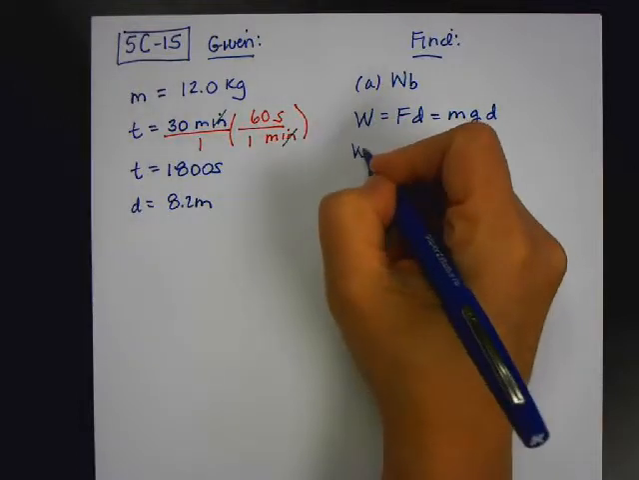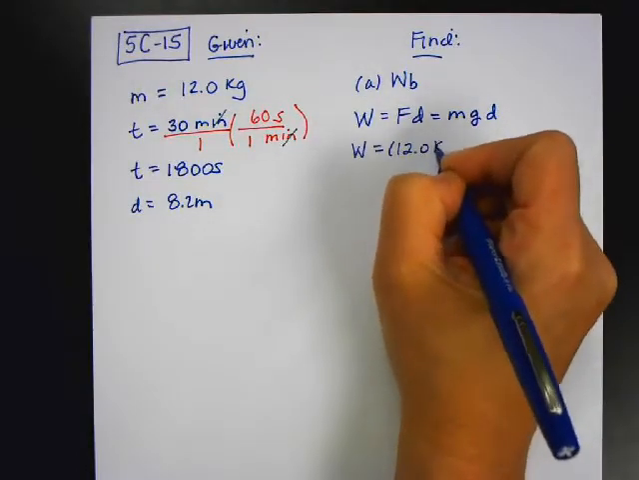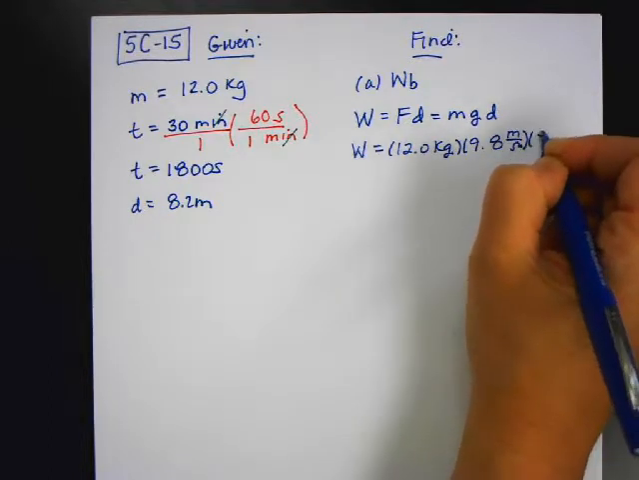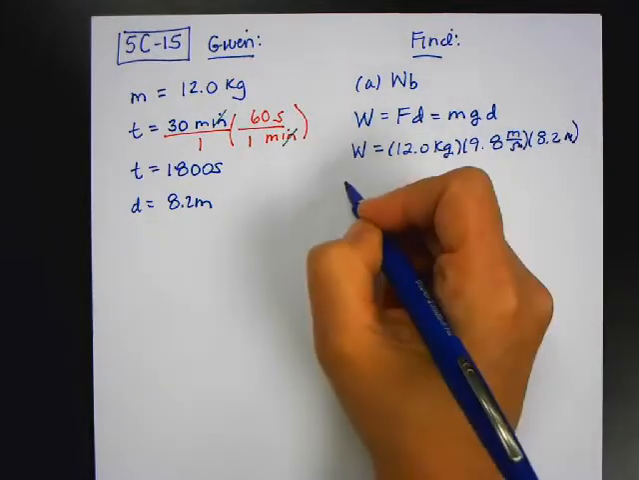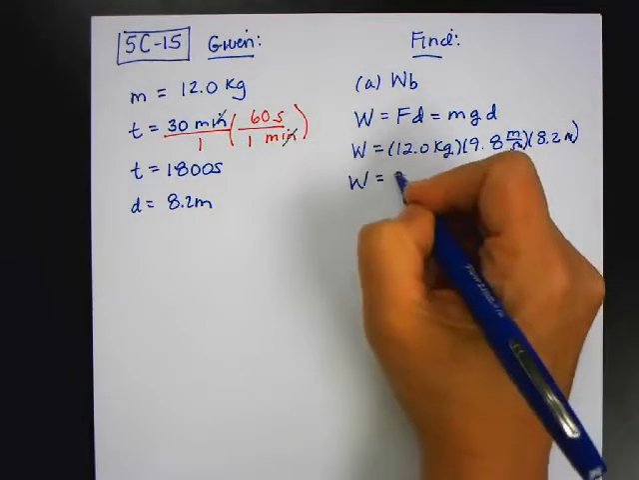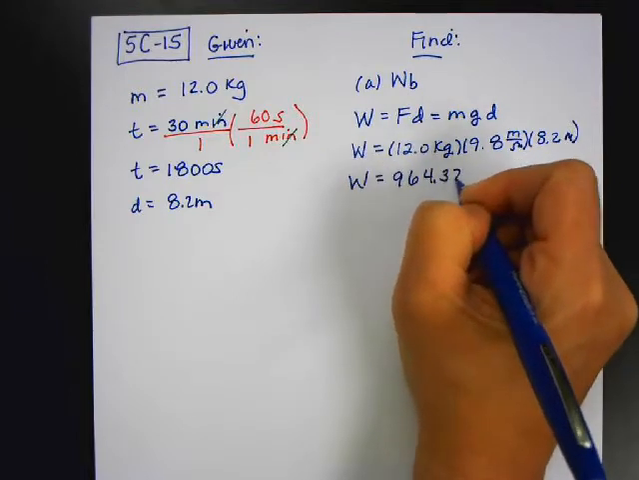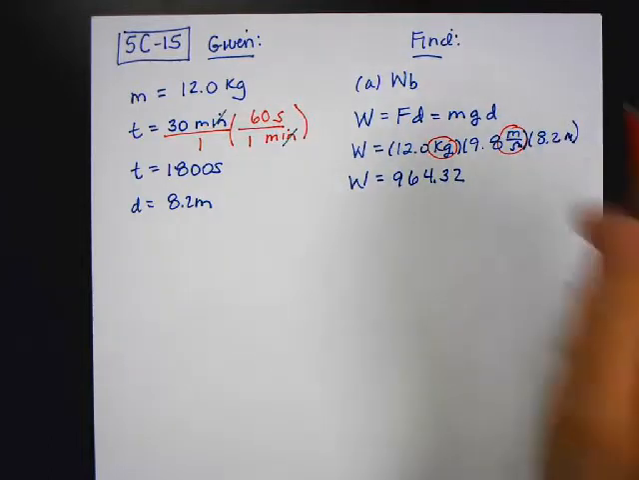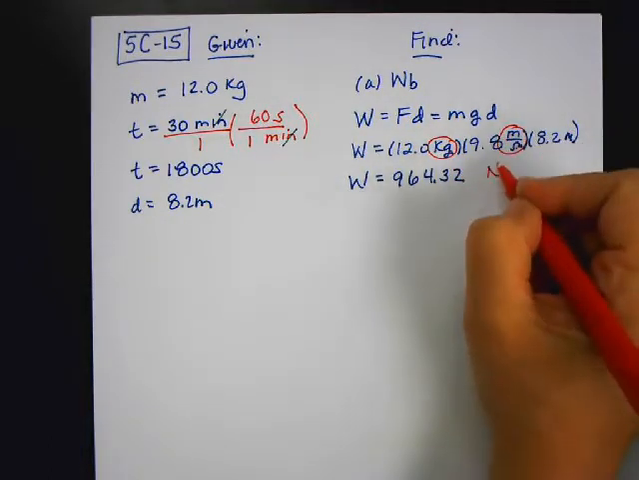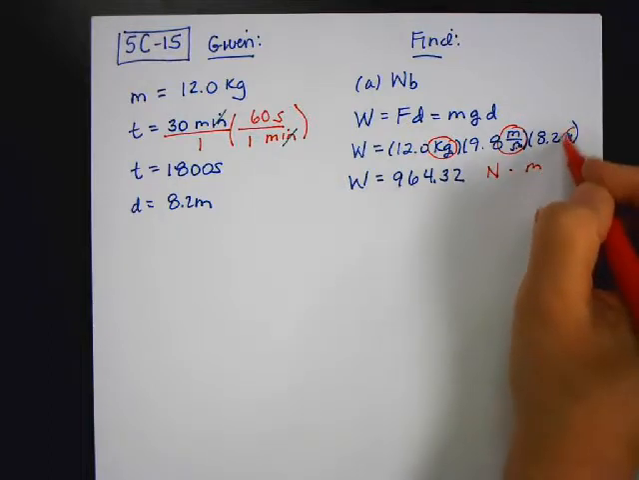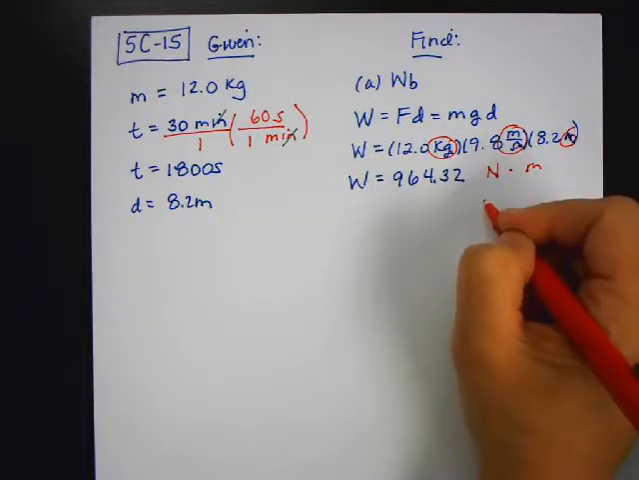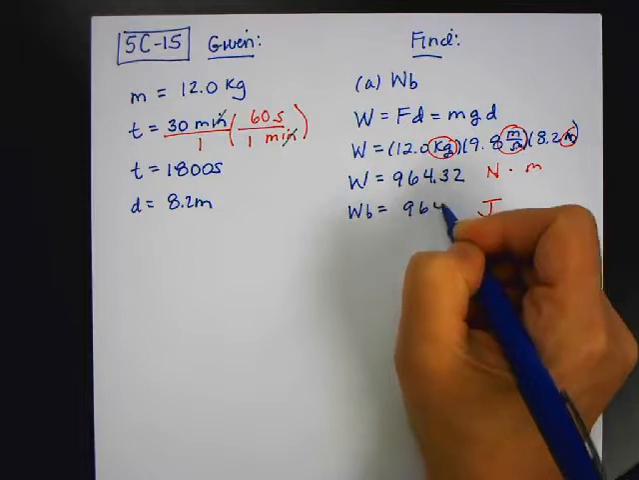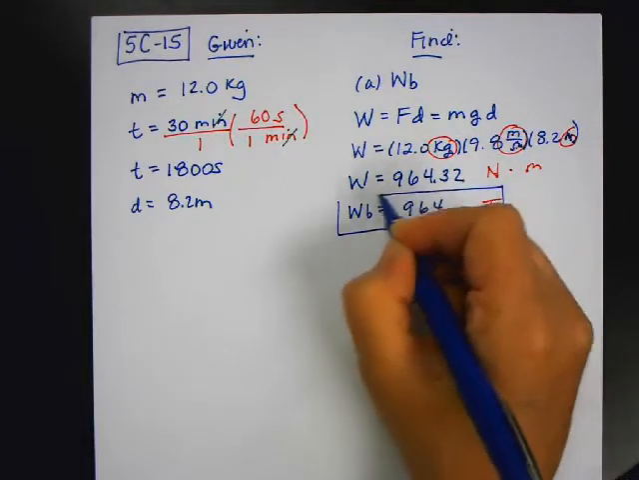So now I just need to substitute my values. I have 12 kilograms times 9.8 meters per second squared times 8.2 meters. When I put the numbers in my calculator, I get 964.32. But let's look at the units. I have a kilogram meter per second squared, that's a newton, times a meter, and I know a newton times a meter is a joule. So the work on the backpack is equal to 964 joules. So that's part A.